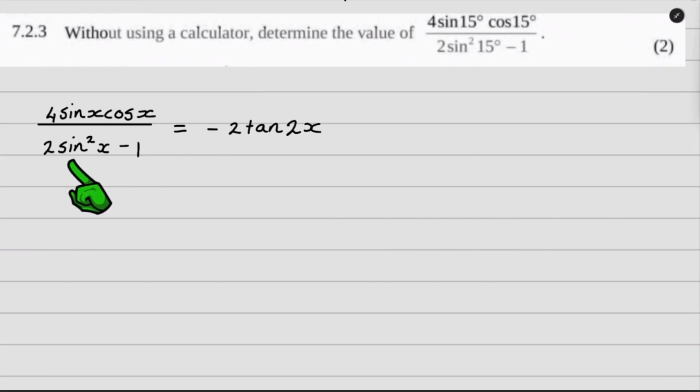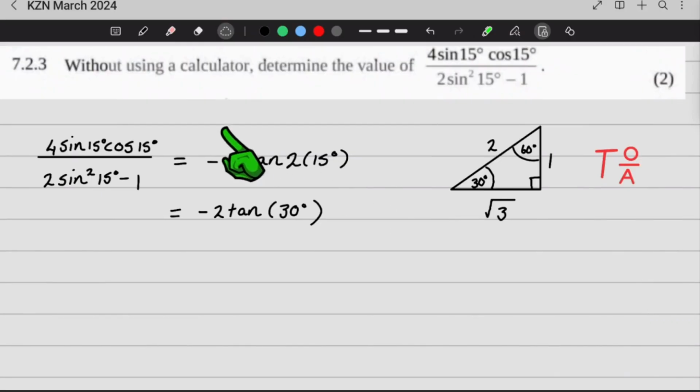So from the first question, we established that this whole mess simplifies into this pretty little thing. So now they're just changing the x's here to 15s. So I'm going to put 15 in all the x's and then work with this side, because it's a lot easier than working with this side. Okay, and then 2 times 15 is 30. And then to successfully do this without the calculator, I've got to use my special angles triangle in conjunction with TOA, and 30 will be my reference angle. So it's going to be opposite over adjacent, so 1 over root 3.